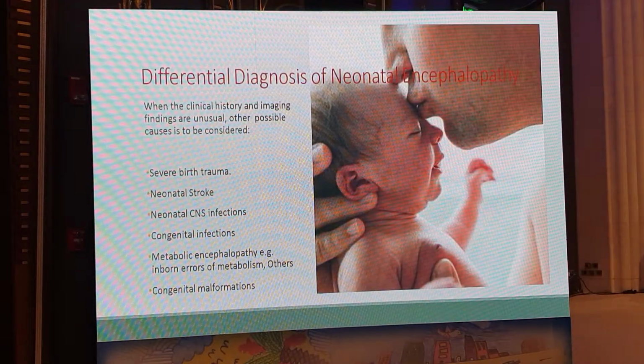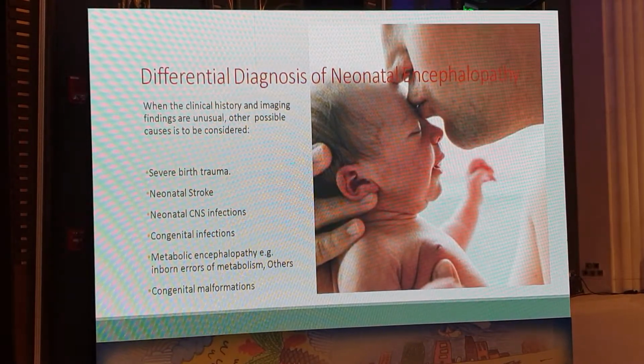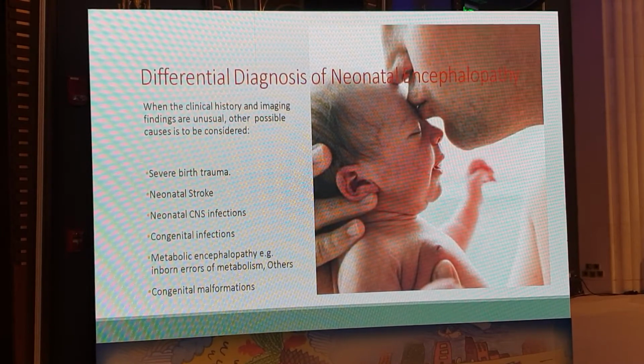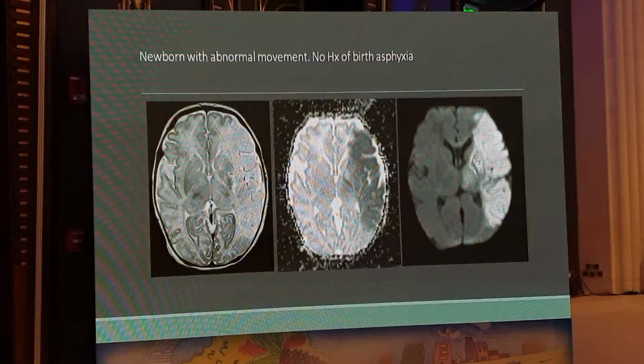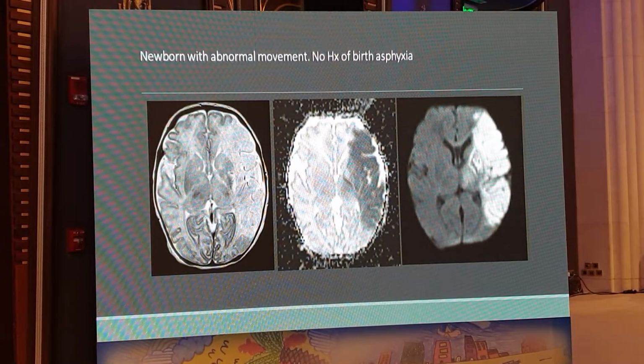What is the differential diagnosis of neonatal encephalopathy? We'll have a look at some images of severe birth trauma, neonatal stroke, infections, congenital infections, metabolic encephalopathy, and congenital malformations. So that's a newborn with abnormal movement, no history of birth asphyxia. We can see there is left side diffusion restriction in the distribution of the middle cerebral artery. That was a neonatal stroke.